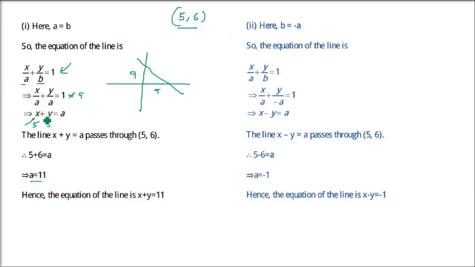You are going to get A as 11. So the final equation will be x plus y equals 11. In the final equation, you have to put A as 11.